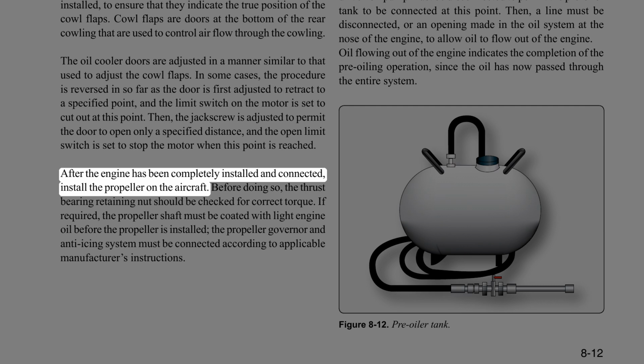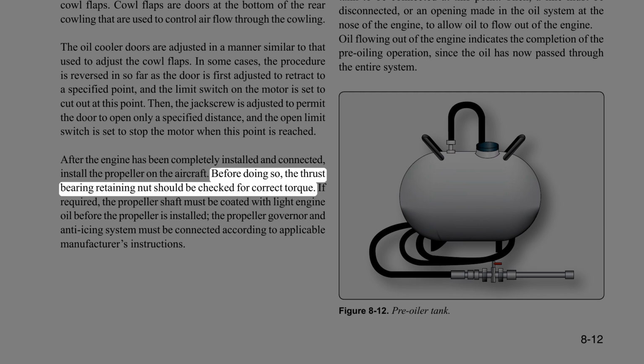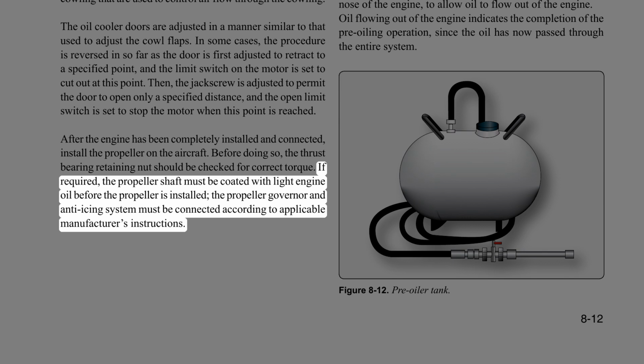After the engine has been completely installed and connected, install the propeller on the aircraft. Before doing so, the thrust bearing retaining nut should be checked for correct torque. If required, the propeller shaft must be coated with light engine oil before the propeller is installed. The propeller governor and anti-icing system must be connected according to applicable manufacturer's instructions.